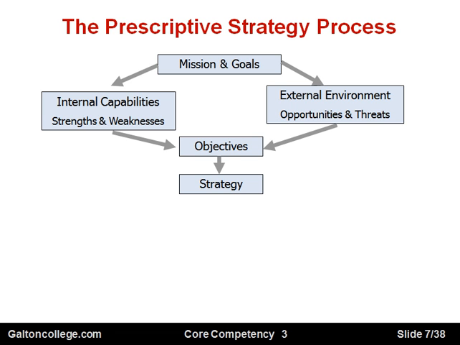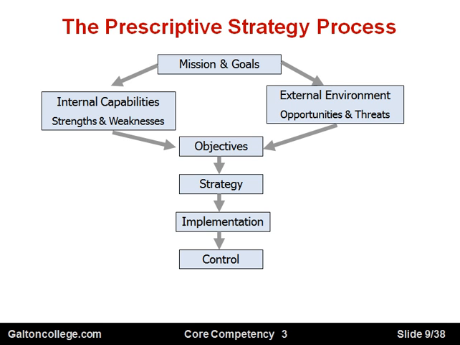And once we've got the objectives, we've got our strategy, where we need to identify a strategy to deliver the objectives. How will the objectives be achieved? And the business needs a strategy to deliver that. Having got the strategy, it needs to be implemented. There's no point in having a strategy if it's not going to be implemented. And once it's implemented, it has to be controlled.